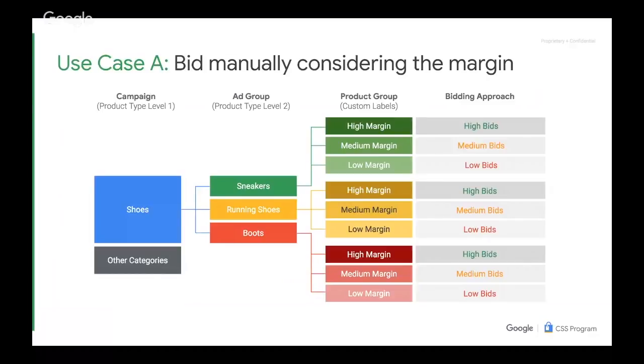A product that sells well, but has a very low margin might be less relevant to promote than a high-end pair of boots, for example, that sells less, but with a much higher revenue per sale. As previously mentioned as well, using custom labels to divide by margin is a very, very useful way to set up this kind of structure.